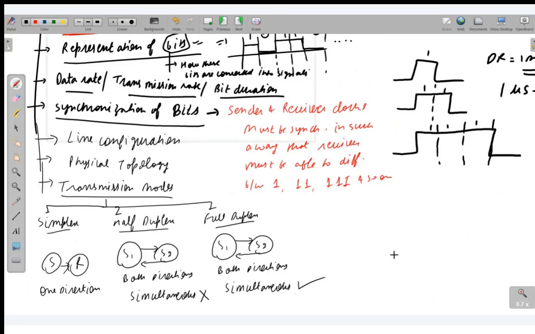Half duplex means walkie-talkie. In a walkie-talkie, one person will press the button and speak, and the other will only listen. He cannot speak. Simplex means your radio. The RJ, radio jockey, is simply speaking and you are simply listening. You cannot speak. These are the examples of transmission modes.